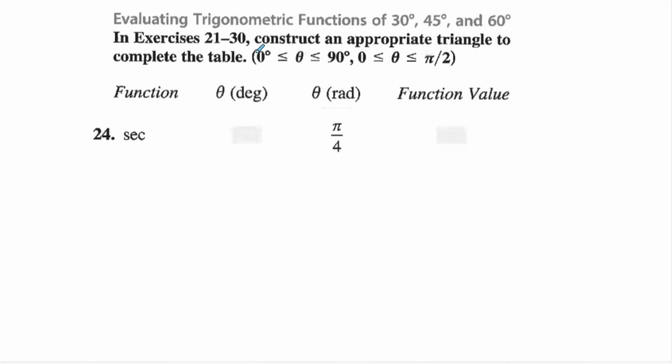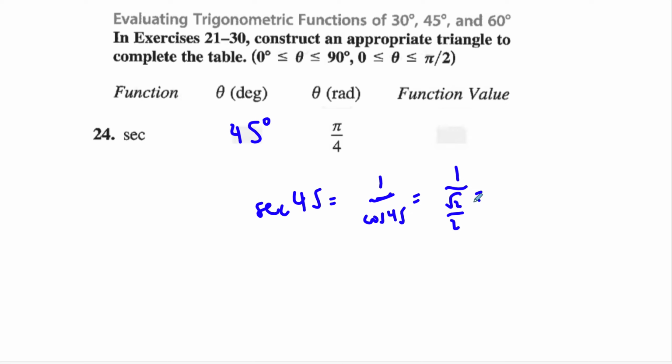Okay. Construct an appropriate triangle to complete the table. Okay, secant. Theta in radians is pi over 4, so that's 45 degrees, 180 divided by 4. What's the function value? Well, the secant of 45 is the same as 1 over the cosine of 45. The cosine of 45 is root 2 over 2, so this is the reciprocal of that, or 2 over root 2, which we rationalize. And we get 2 root 2 over 2, which is, you guessed it, root 2.